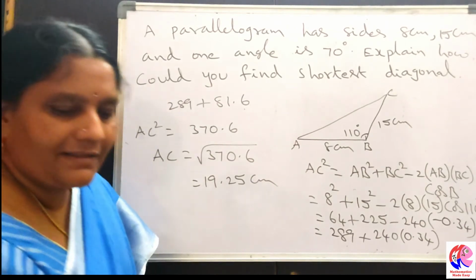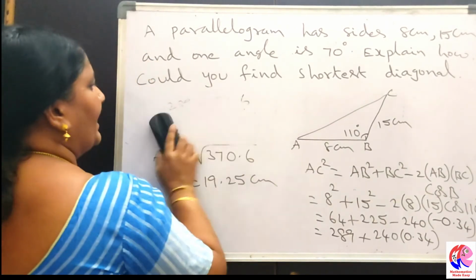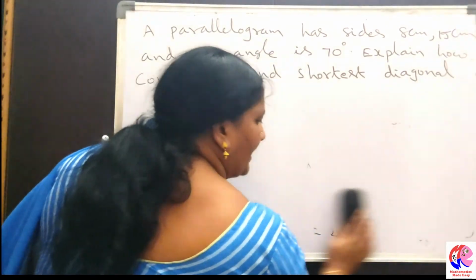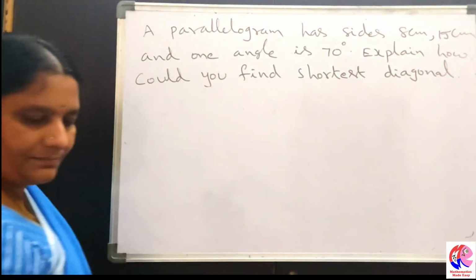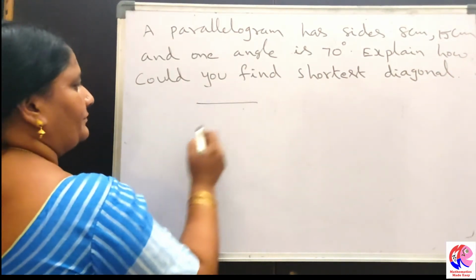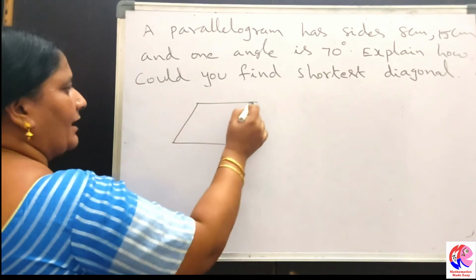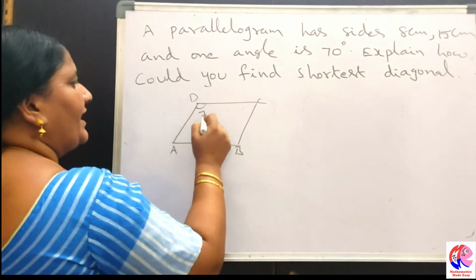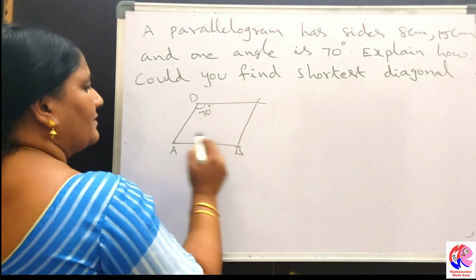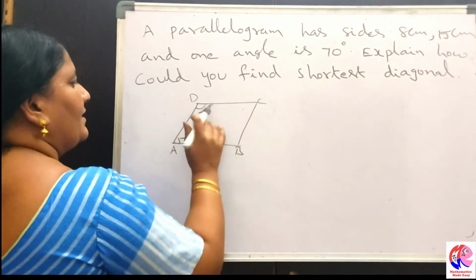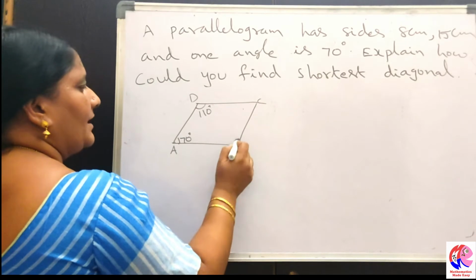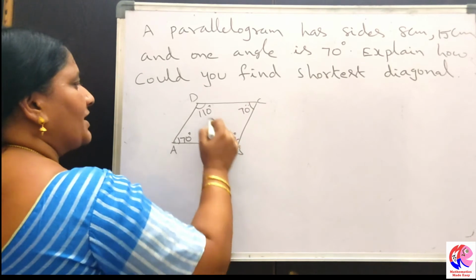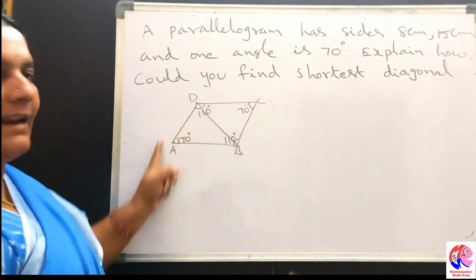We can find the diagonal BD also. Let us find the measure of the diagonal BD. We have taken this parallelogram ABCD. Here it is 70 degrees. Now this is 70, this is 110 degrees. Here it is 110, this is 70 degrees. For finding the measure of BD, let us take the triangle ABD.